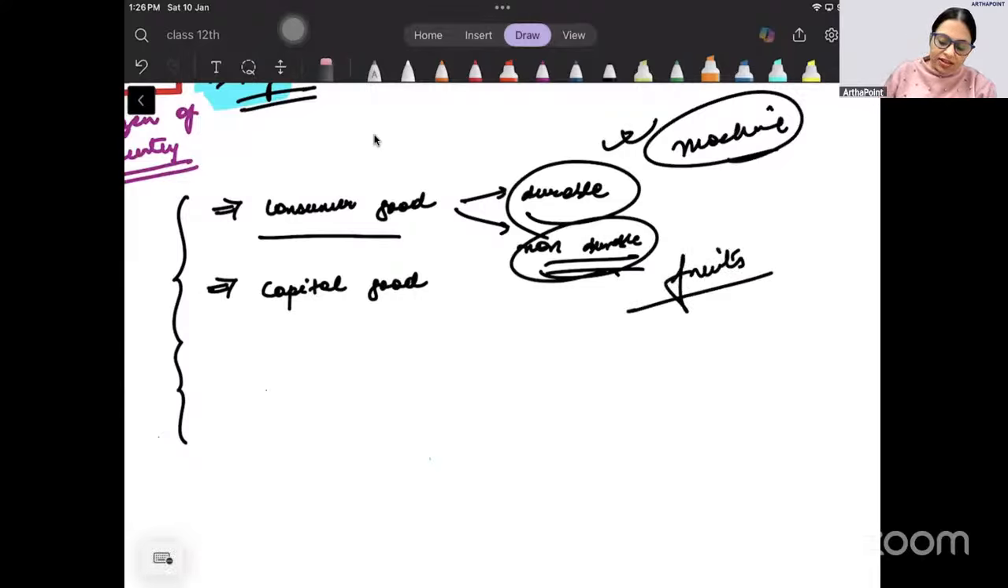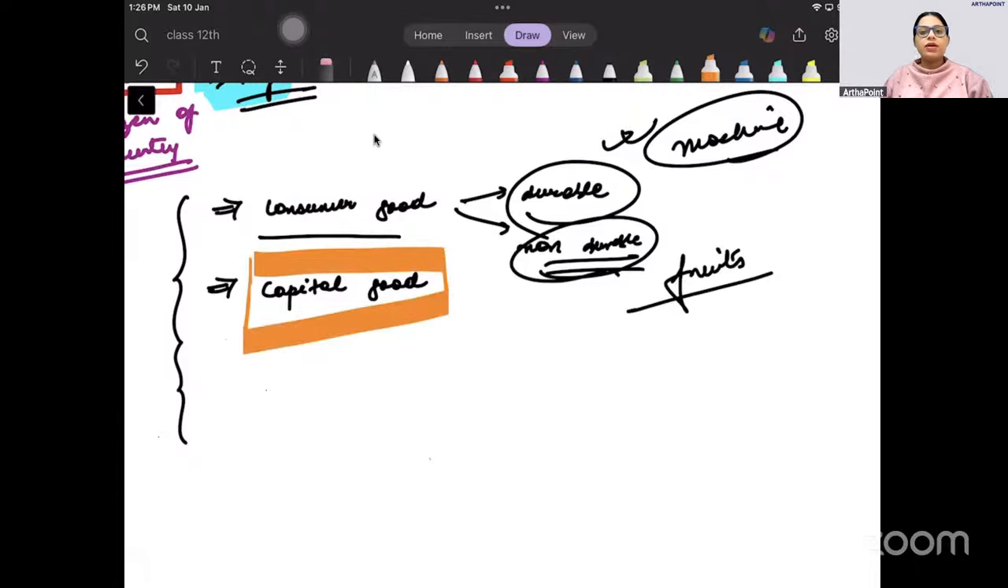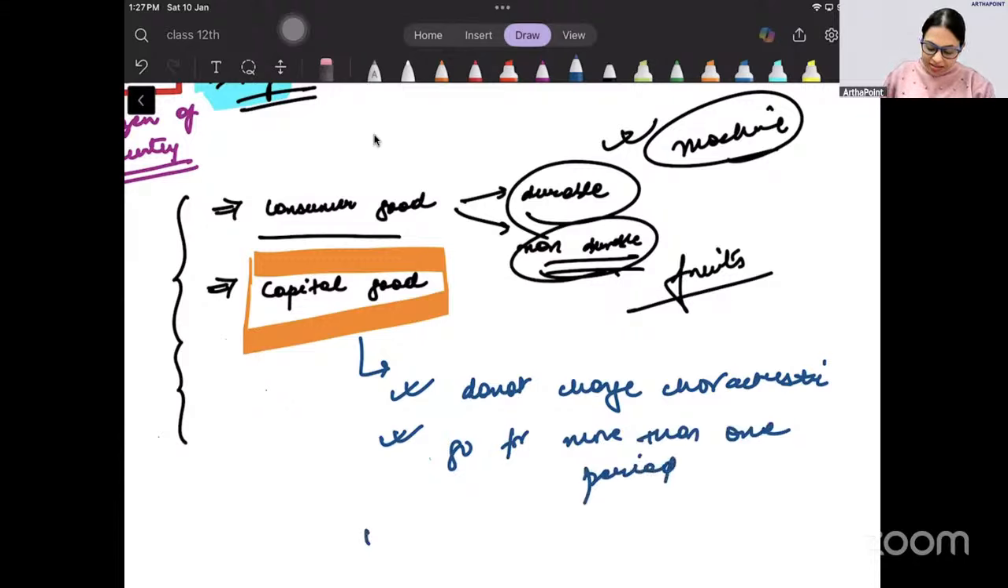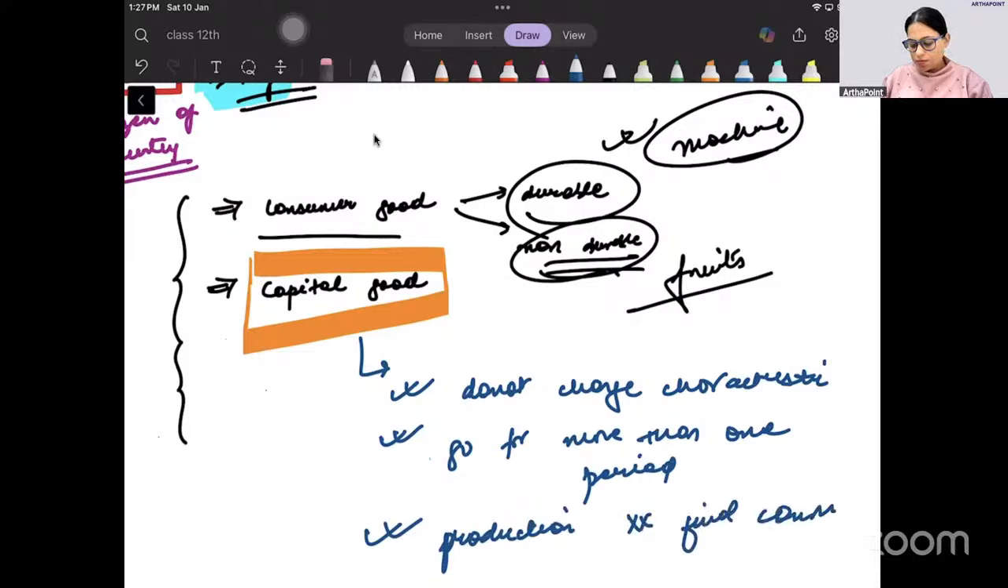Now here there is another kind of good called capital good. ये बहुत unique kind of goods हैं. These are those goods which don't change characteristic, go on for more than one period, and still are involved in process of production. They are not for final consumption. Like some machinery.